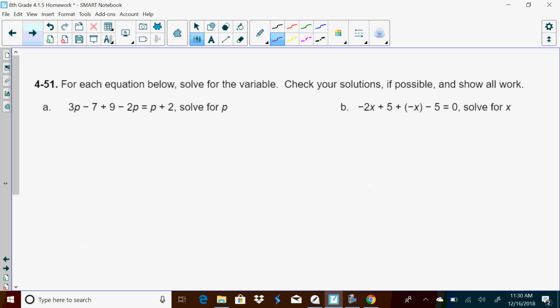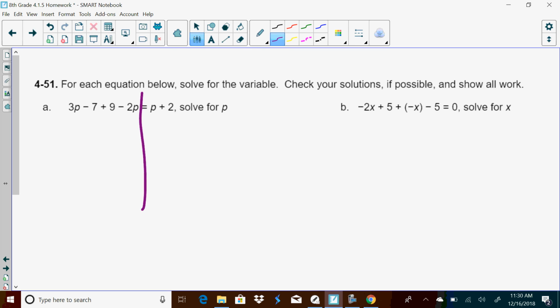Problem 51. For each equation below, solve for the variable. Check your solutions if possible and show work. So I'm solving for p. So first I'm going to simplify. 3p minus 2p is p. -7 plus 9 is 2, plus 2 equals p plus 2. I've realized they're both the same, so the answer is going to be infinite solutions.